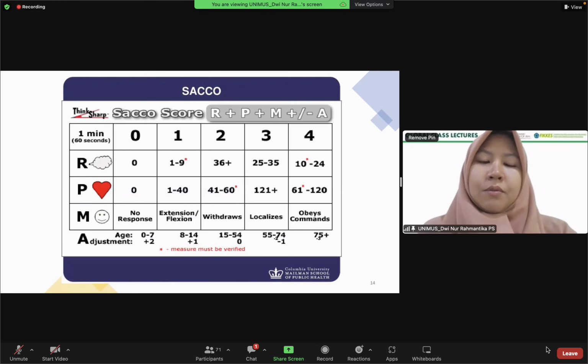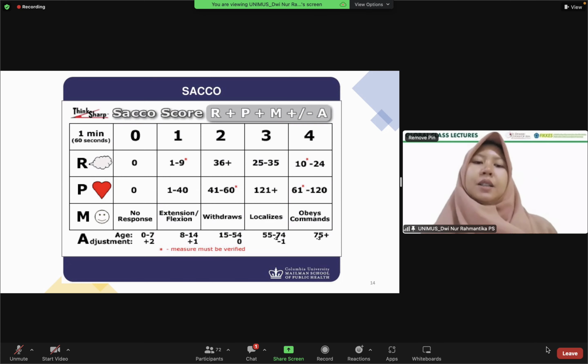This is one example, the Sako score. I don't know if Indonesia ever uses this one. From my experience, I tried to find out whether any city or department ever used the Sako score, but I didn't find it. Maybe in the Philippines, the medical team mostly has used the Sako score.